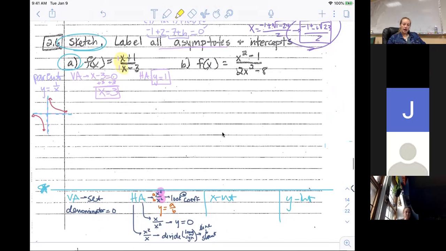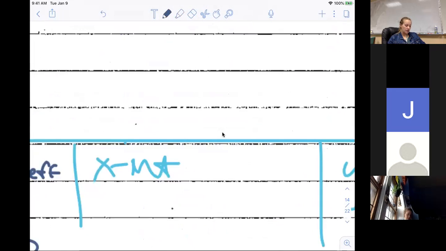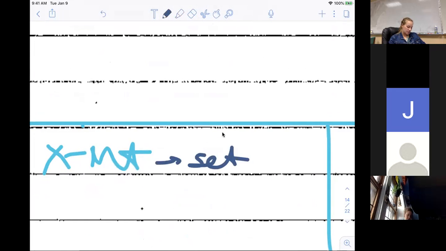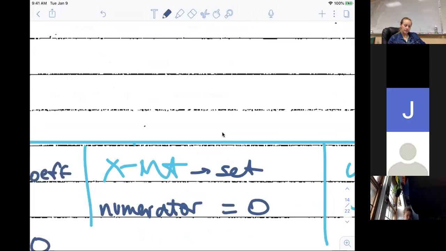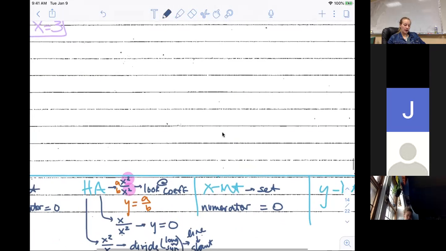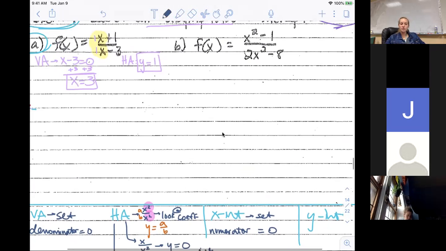Okay. Next are x and y intercepts. To do my x-intercept, we want the numerator to be equal to 0. So to find your x-intercept, set the numerator equal to 0. The reason why that works is because if my numerator is equal to 0, then that whole equation is 0. So if I have 0 over literally anything, so I'm going to put a little box that can be anything, then that answer is always 0. So that's why I only want to focus on the numerator.